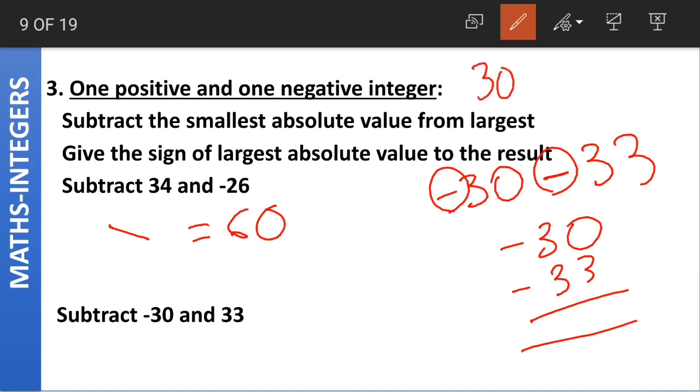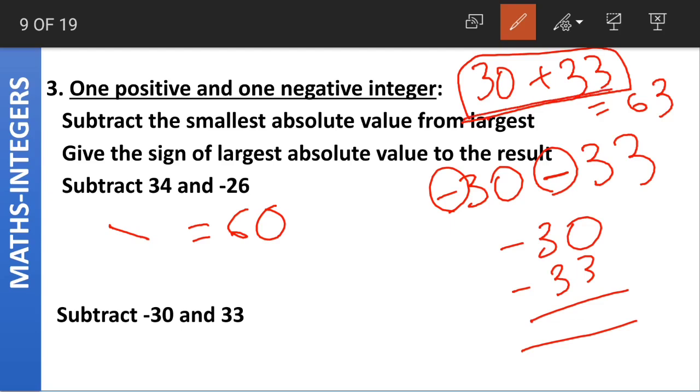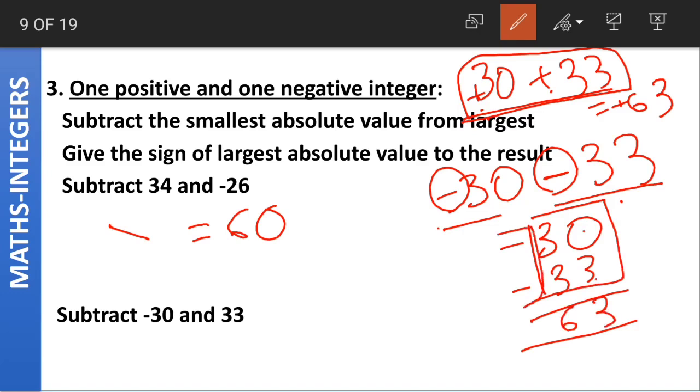Now what would you have done if the question was 30 plus 33? You will simply add up both the numbers, which will give us the answer of 63, right? As both the numbers are positive, the answer will also be positive. In the same way, for minus 30 and minus 33, both the numbers have the same signs, so we add up both their absolute values. 30 plus 33 is 63, and as both the numbers have the negative sign, the same negative sign is applied to the answer as well.